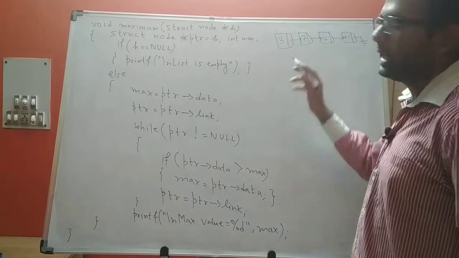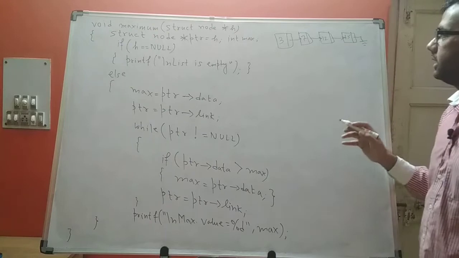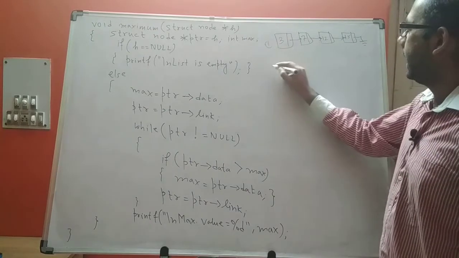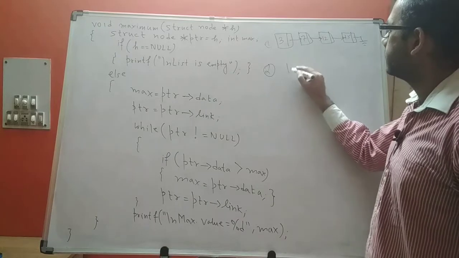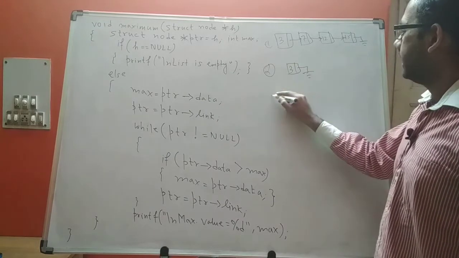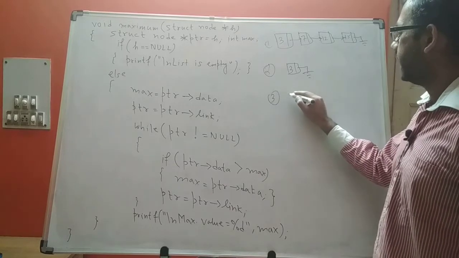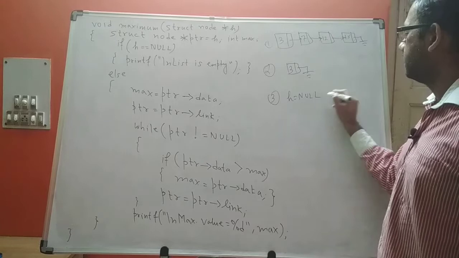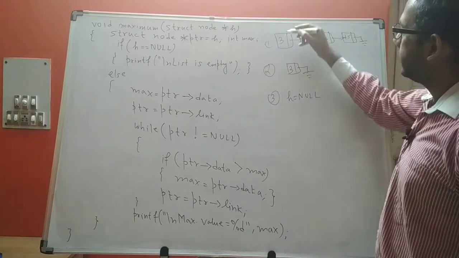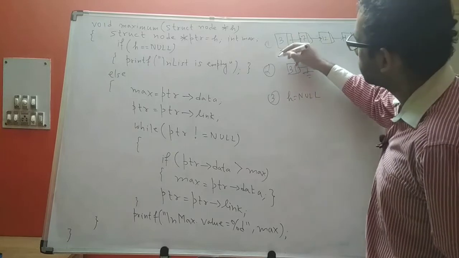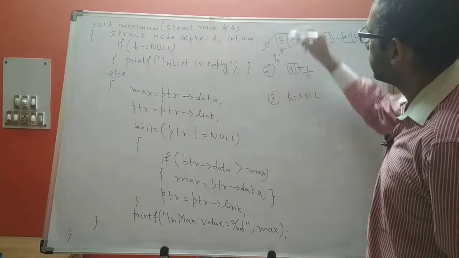Now see, I'll take 3 possible scenarios. Scenario number 1, when the list contains multiple nodes. Scenario number 2, where the list contains exactly 1 node. And scenario number 3, where the list is empty, that means my H is null. Currently H is pointing to this node, so I'm dealing with scenario 1 now.